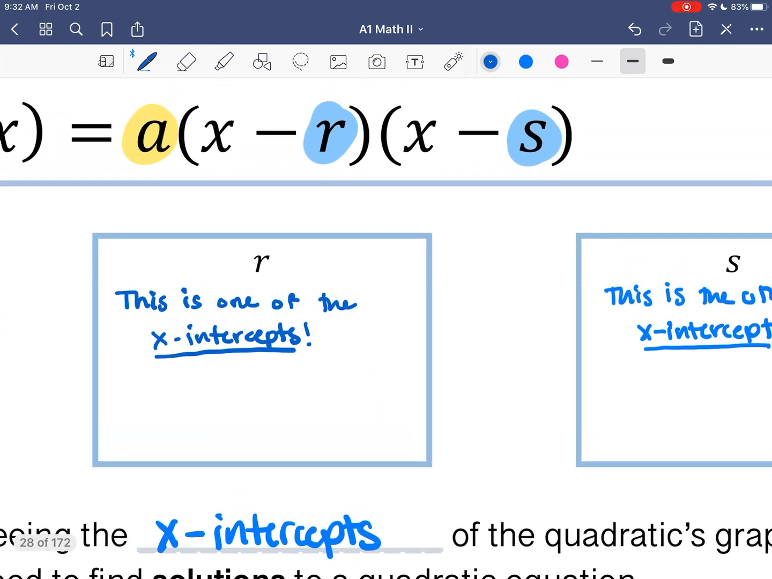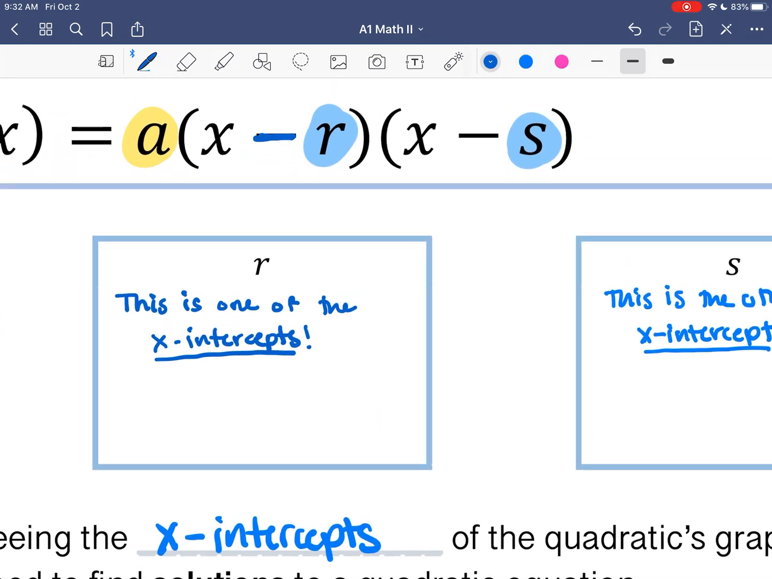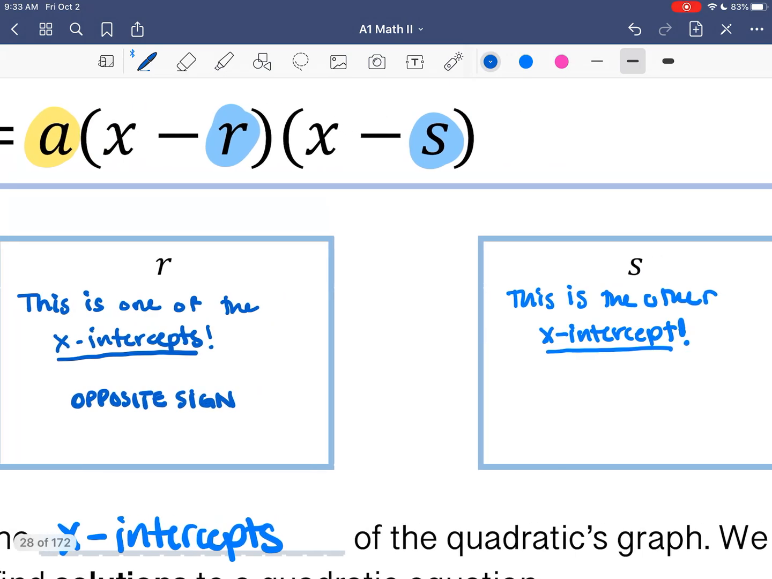Yeah. The other thing that I want you to notice here is that there's a negative in the formula. And when we've encountered that before, it means that R and S should be the opposite sign. When we are just looking at R, this says negative R. Our x-intercept is positive R. So this is like the opposite sign of what's actually in the function.